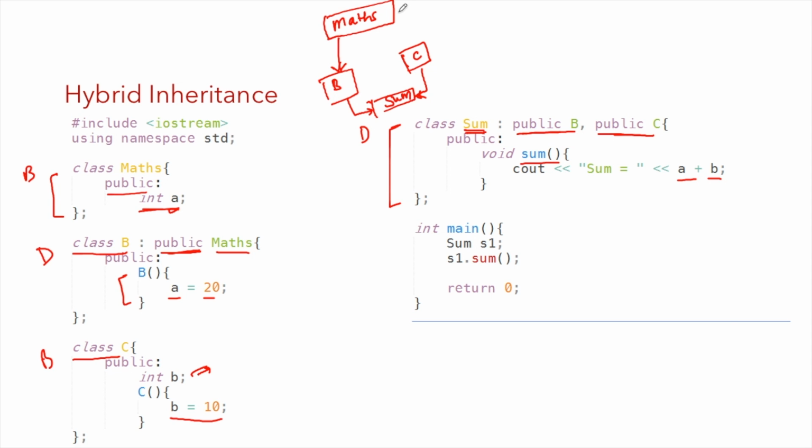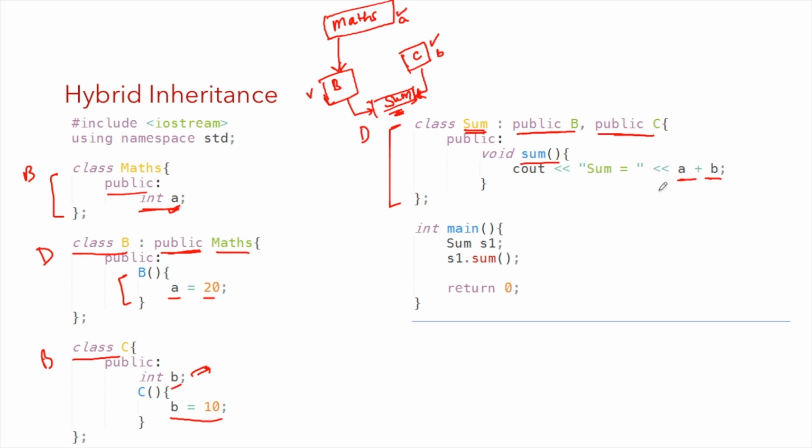So maths being your base class, B is inheriting it, and C is another base class which sum is inheriting along with your existing derived class B. So this type of inheritance is hybrid, because we are using multiple as well as multi-level inheritance in it. Now when I'm saying A and B, which belong to class C and class maths, so class C has B and class maths has A. So A and B are still going to be accessible in class sum.